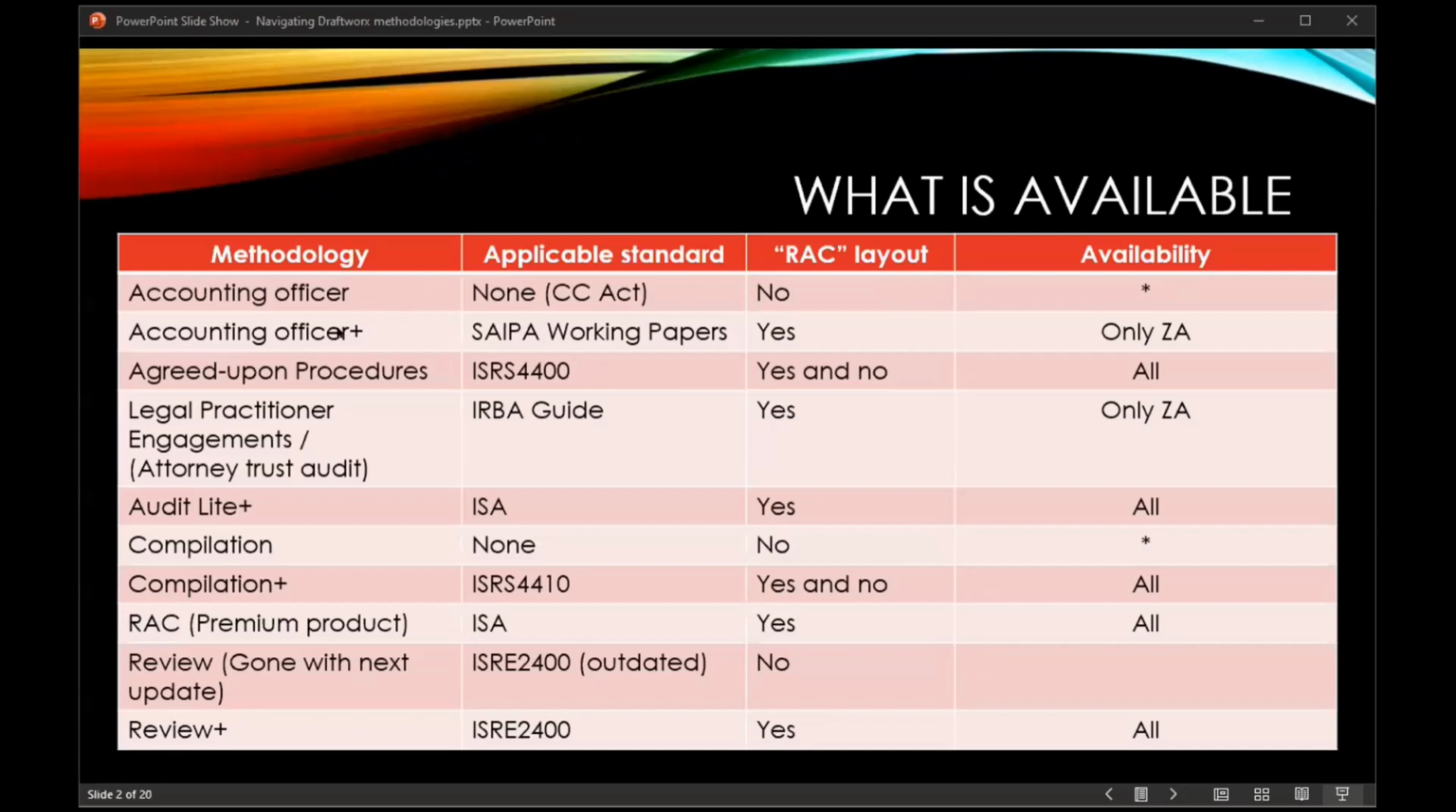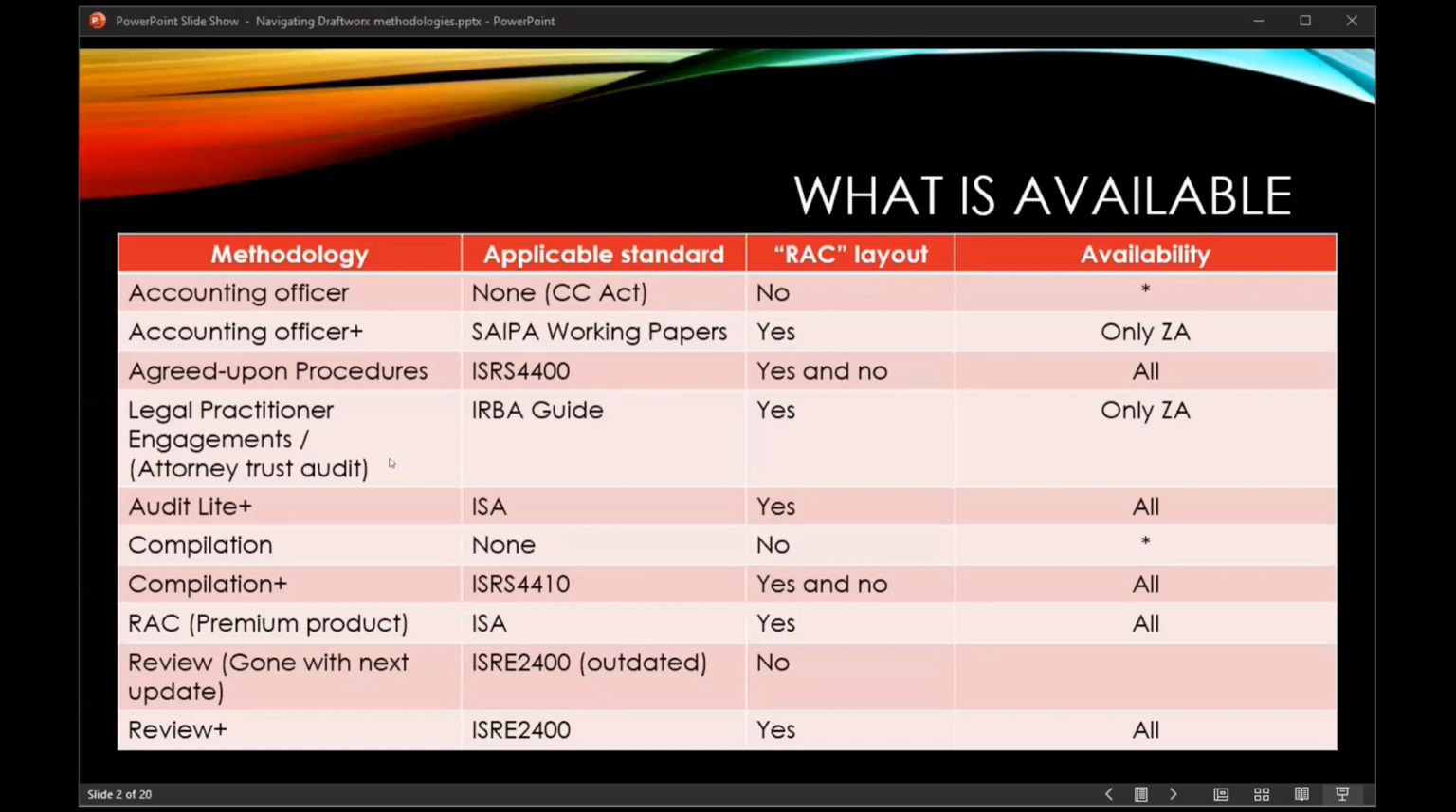We are going to focus in future on trying to get folk to use the accounting officer plus methodology. That one, you'll see, is based on the SIPA working papers, and it's following the RAC layout. Agreed upon procedures is a new one we brought out about a year ago, which is based on ISRS 4410, which is the agreed upon procedures standard.